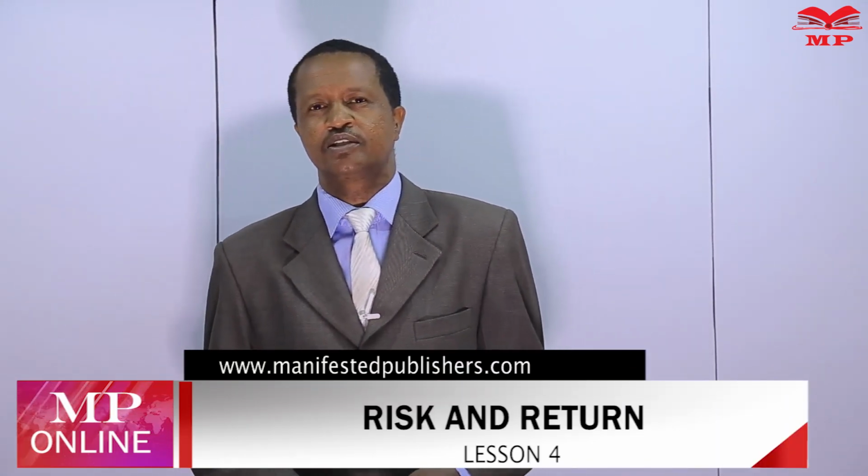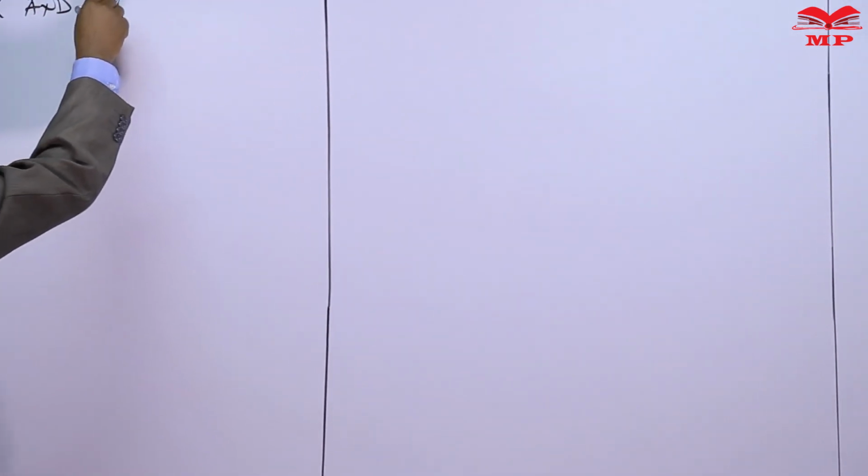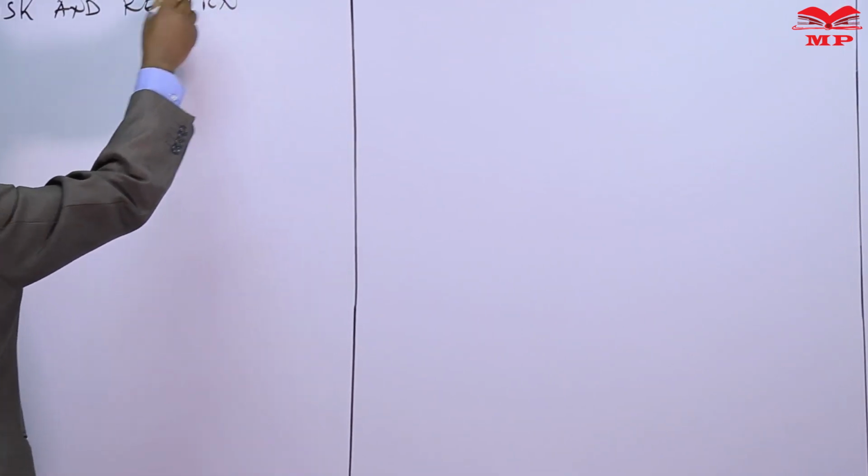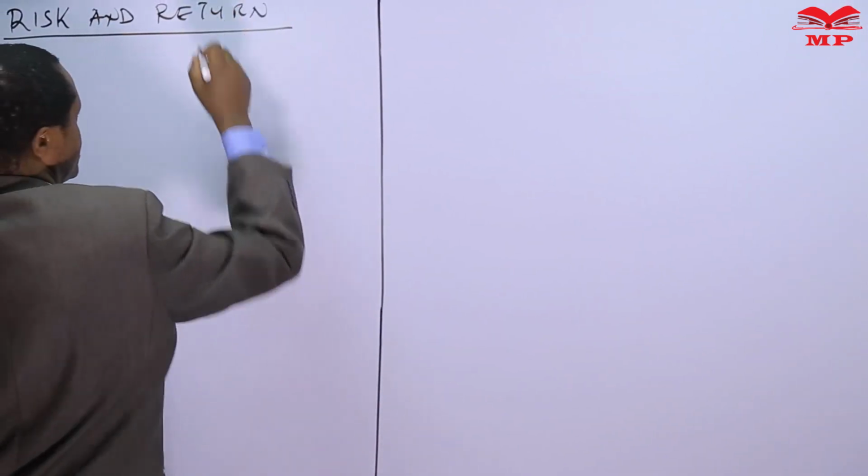We continue with our topic on risk and return. In our last lesson, we saw how expected return on investment can be obtained. Today we want to proceed from where we stopped, and we'll be seeing how to measure risk. So the topic is Introduction to Risk and Return. Risk and return.